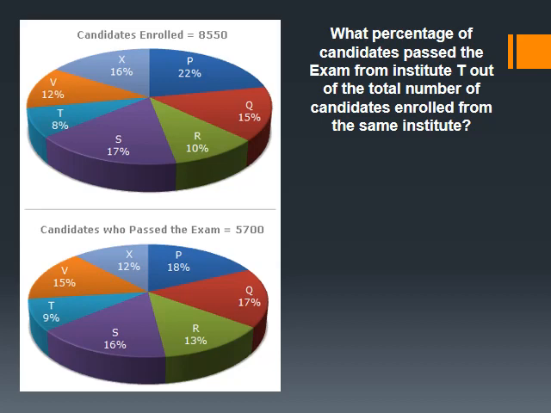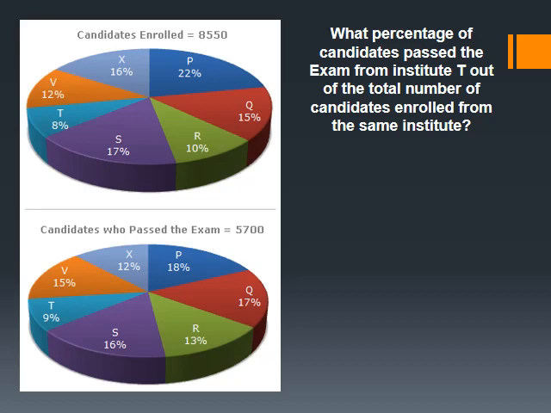So the question is this: what percentage of candidates passed the exam from Institute T out of the total number of candidates enrolled from the same institute? What we have to calculate is, we have to look at the number of candidates from the Institute T. How many have enrolled and how many have passed? So what percentage have passed from the T institute, out of all the candidates enrolled from this institute? So how do we do that?